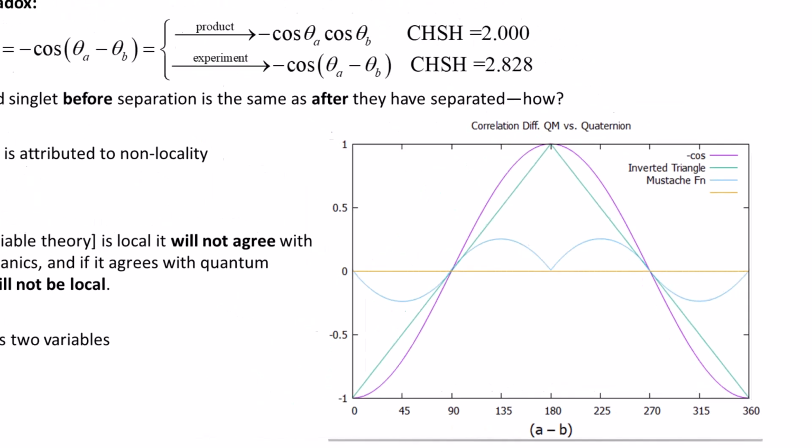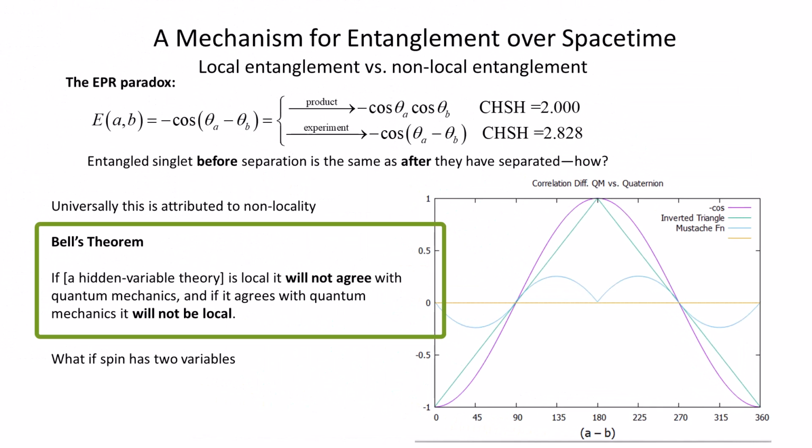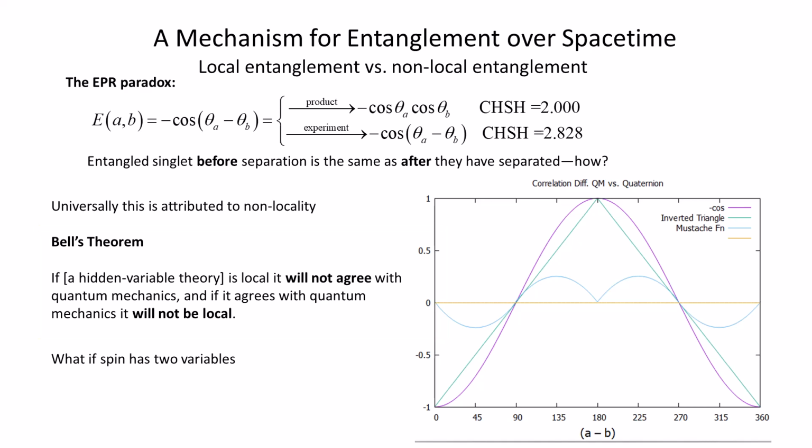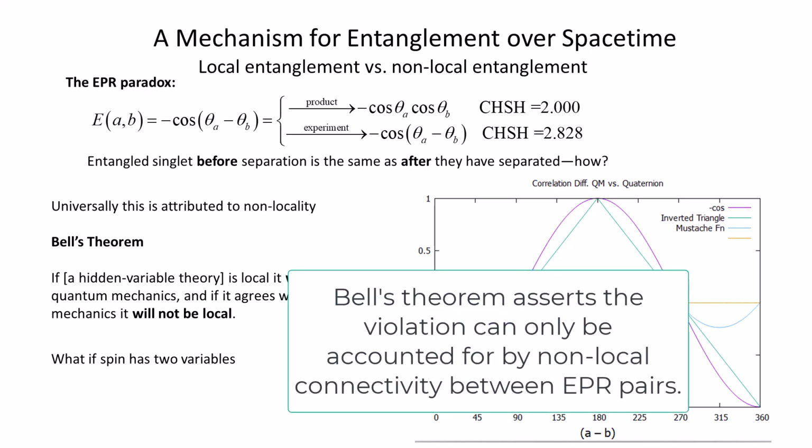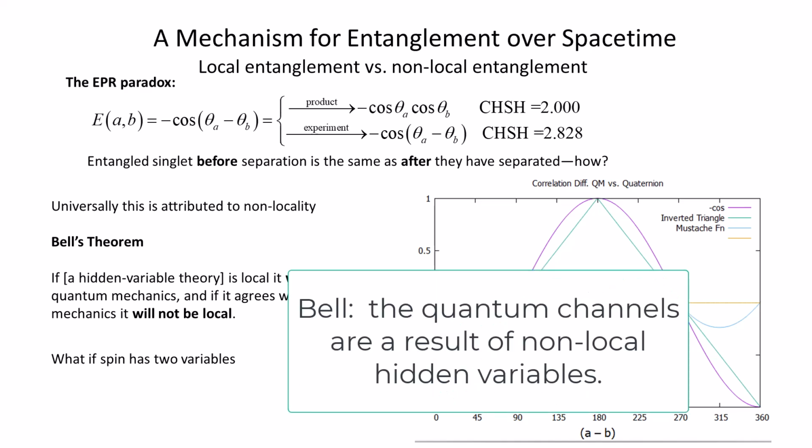In Bell's words, if a hidden variable theory is local, it will not agree with quantum mechanics, and if it agrees with quantum mechanics, it will not be local. In proving this theorem, Bell asserts this difference can only be accounted for by non-local connectivity between Alice and Bob. Bell said they are due to non-local hidden variables, which cannot be specified.